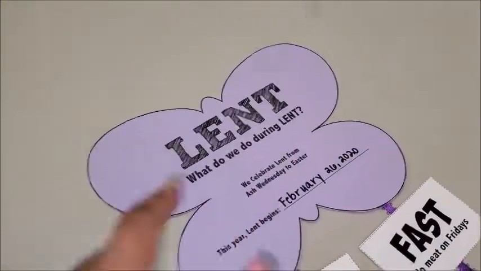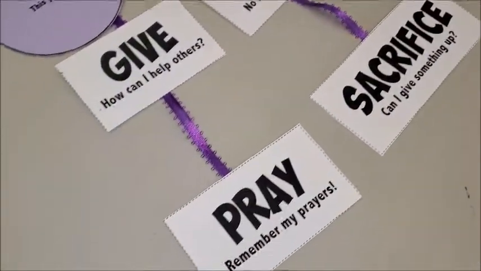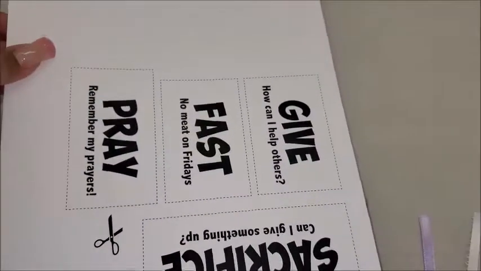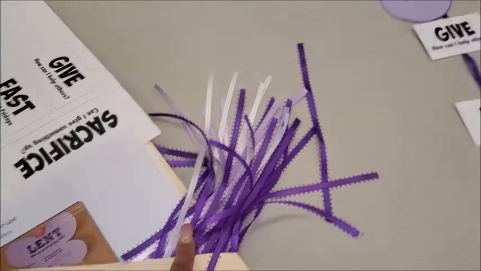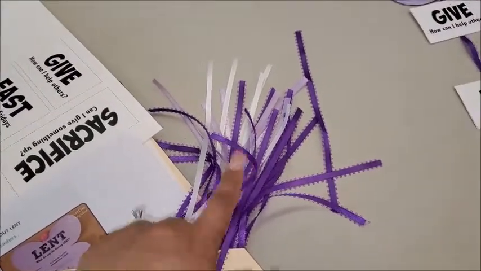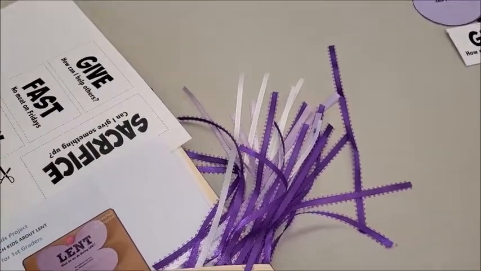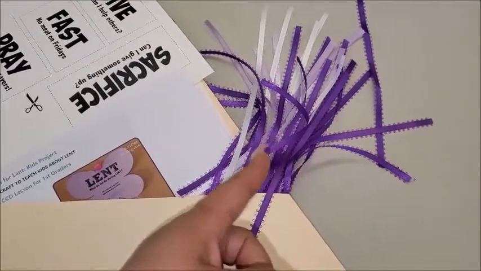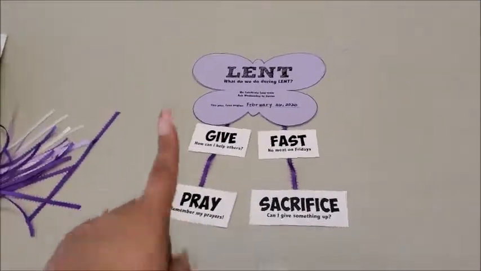So what I did was I copied this on purple paper so that they didn't have to color it in. The give, fast, sacrifice, and pray pieces are on cardstock for them to cut out. I did cut these out already at home because I didn't want to waste the time here. Again, I have them for an hour and 15 minutes and I need to really use that time and not spend it cutting little pieces of anything. So that's what we're going to be doing today. But I also brought in some other stuff.